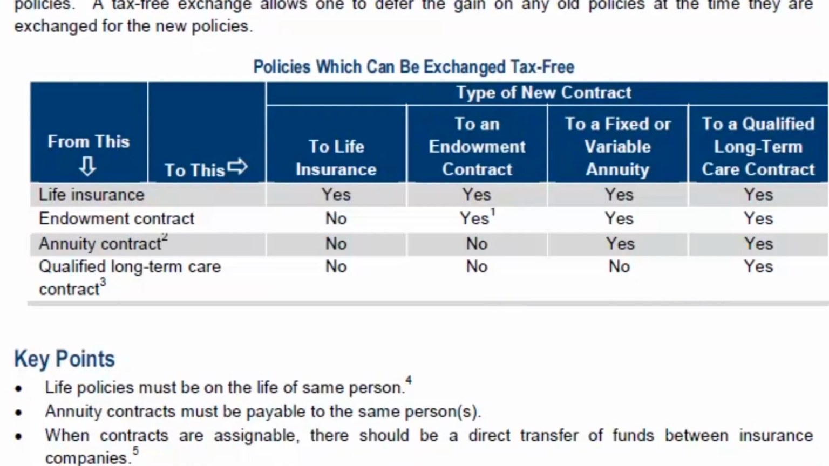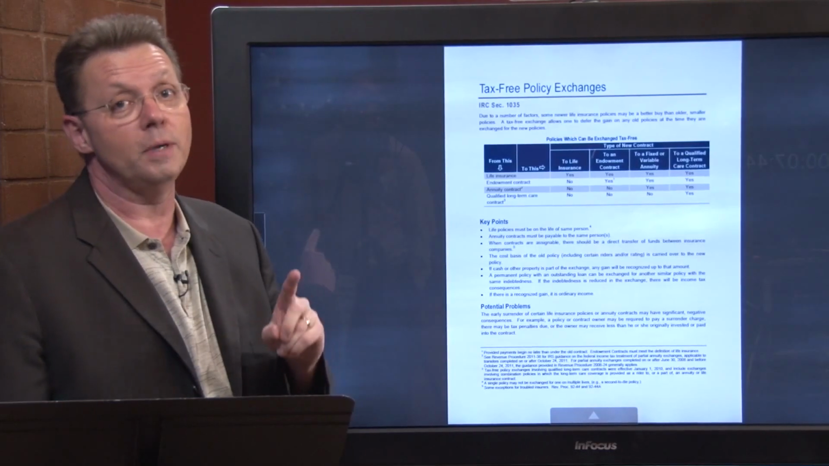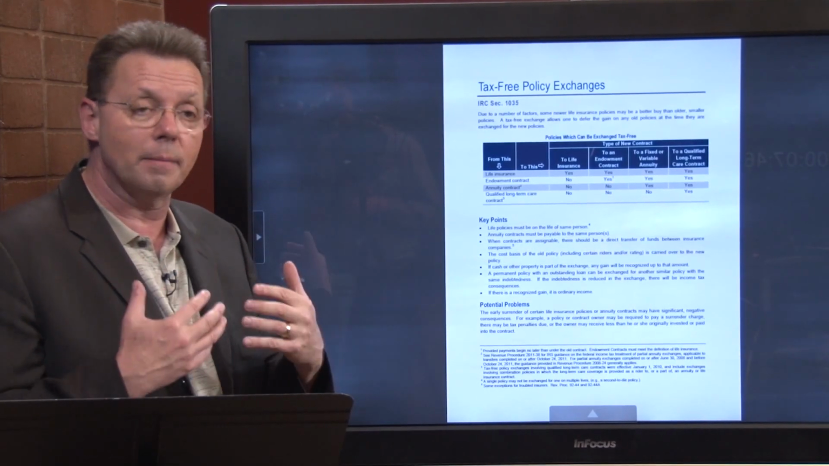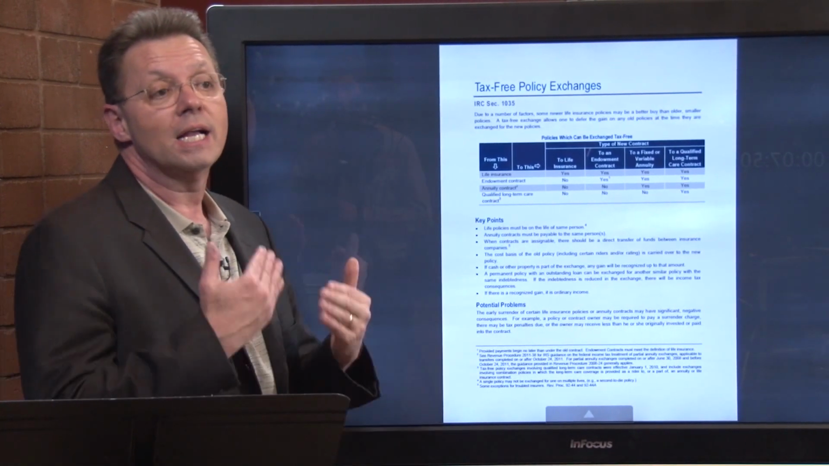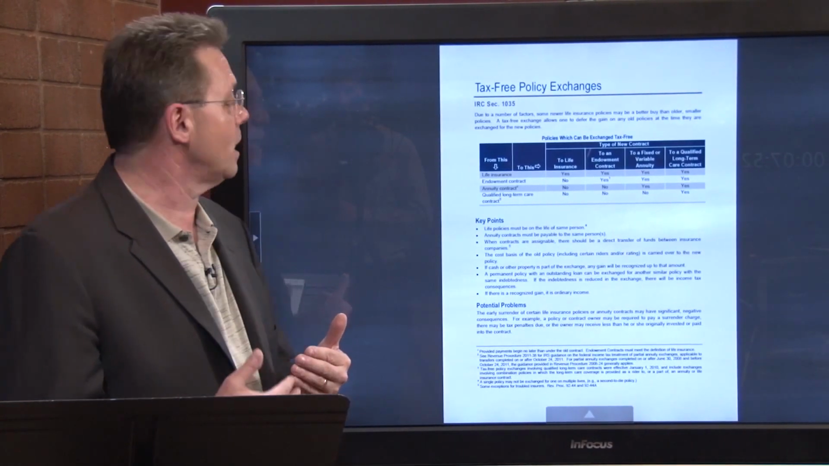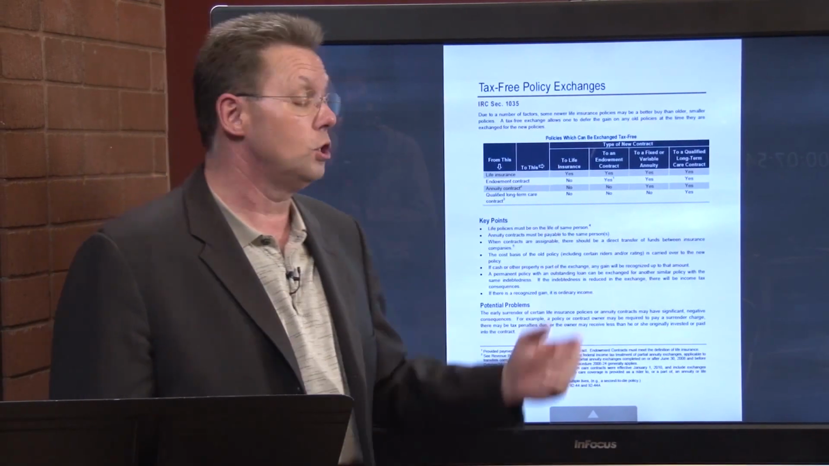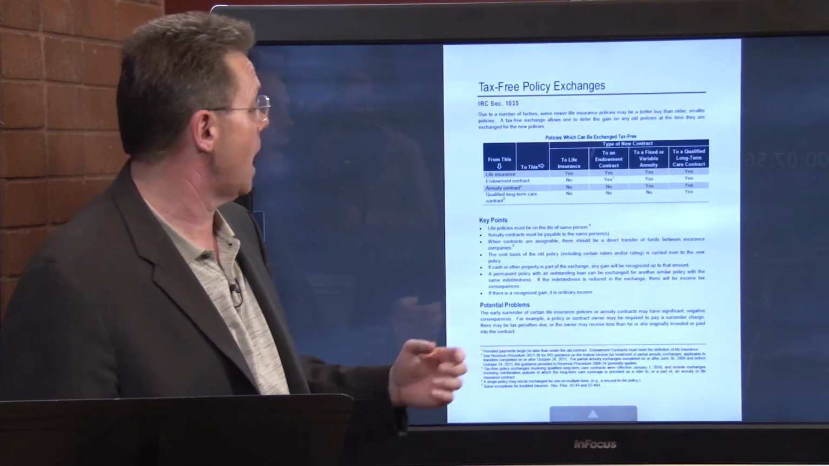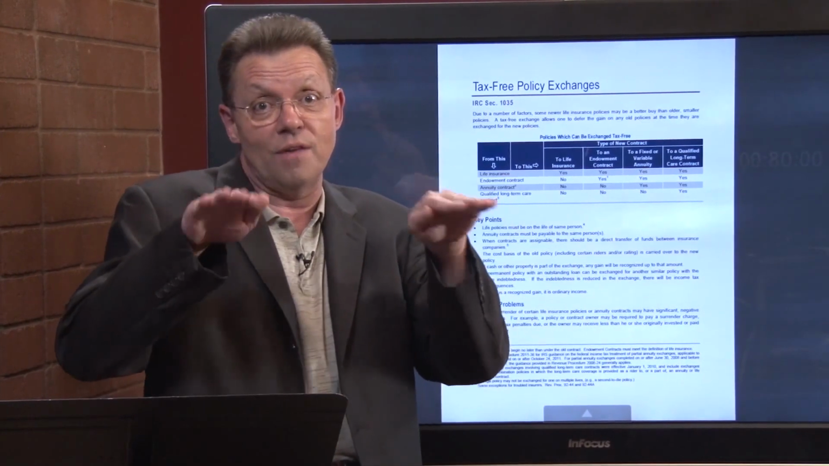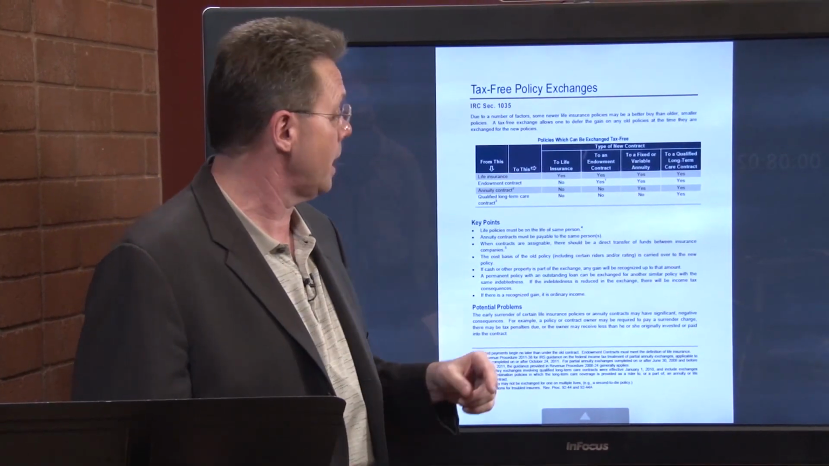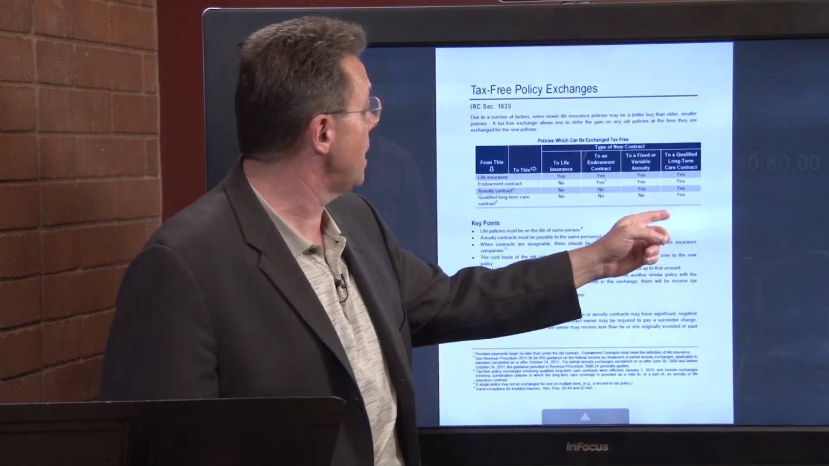Annuity contract. Well, you could exchange an annuity contract. Could you exchange an annuity contract into a life insurance contract? Answer: no. That's one of the big things that newbies, new people coming into our business, always ask: I have an annuity contract, can I exchange it into life? And the answer is absolutely not. Can you exchange it into an endowment policy? No, you cannot. And can you exchange it into another annuity, fixed or variable? The answer is yes, you can. And to qualified long-term care, can I exchange it?